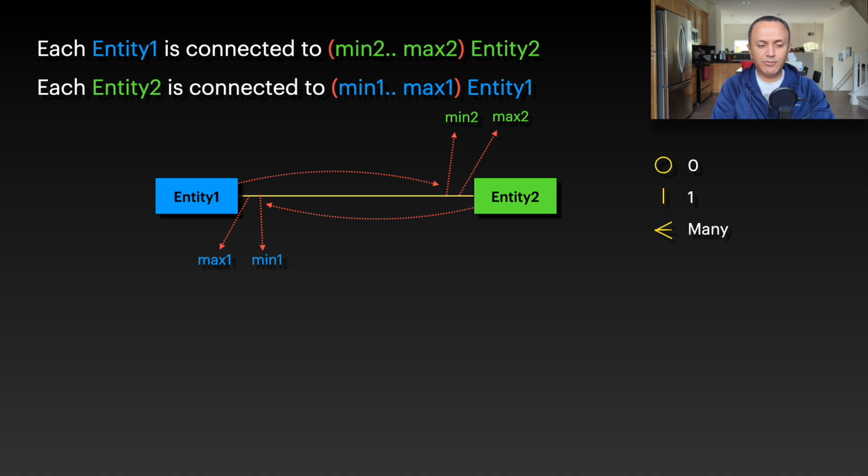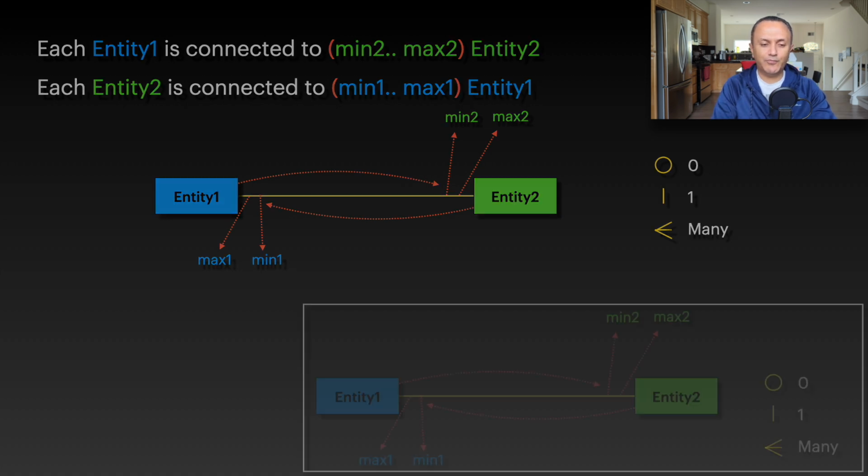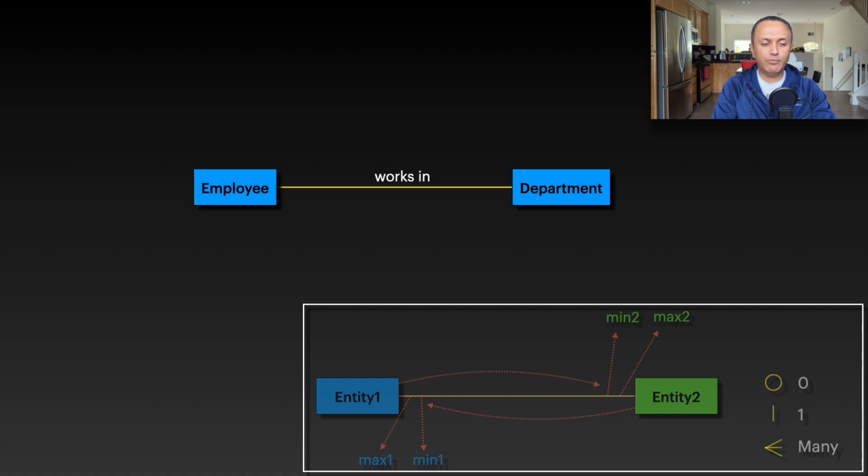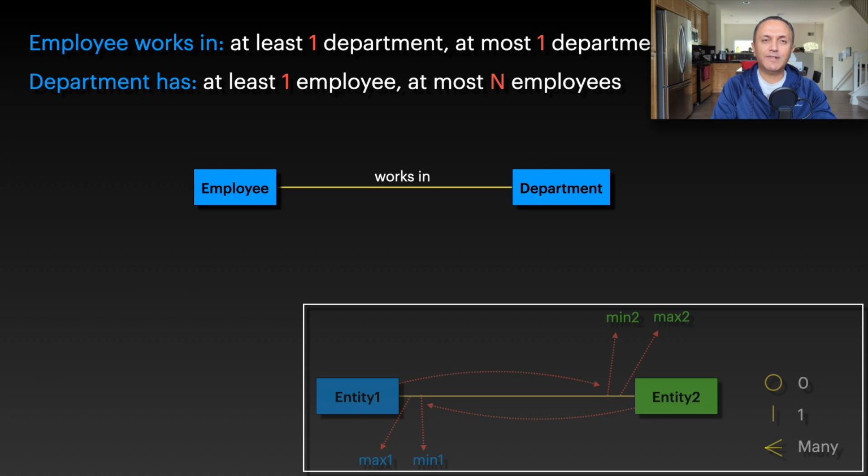How do we put this on the line? Let's see that in an example. We'll just take this part and put it in the corner here to refer to it. Now we have a relationship works in between employee and department. So let's look at the employee. Employee works in at least 1 department, at most 1 department. So minimum is 1, we're going to put a vertical line. Maximum is 1, we're going to put another vertical line. The one closer to the department is the maximum. The one away from the department is the minimum.